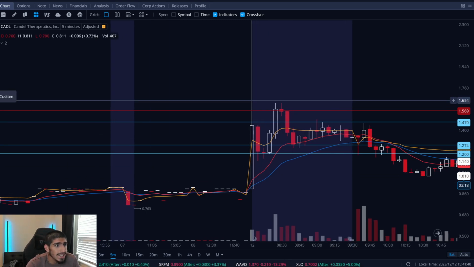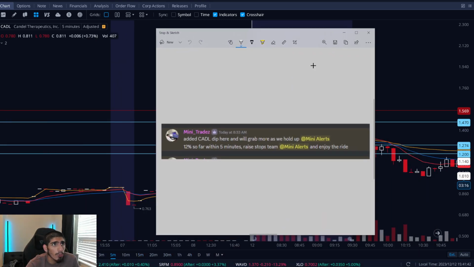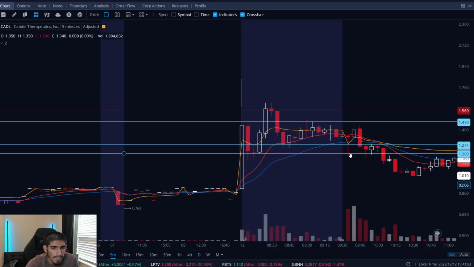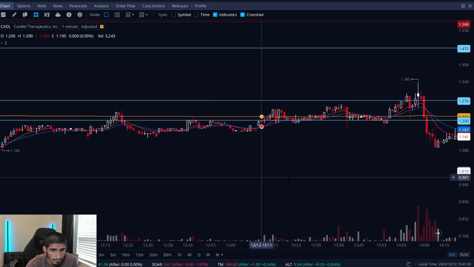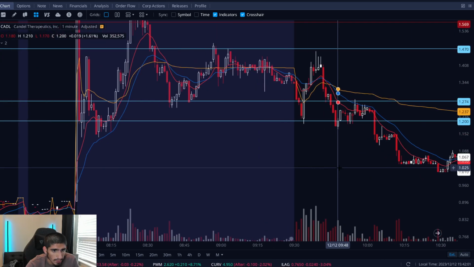I'm looking at CADL. Our first trade was 3 minutes into open. Like you guys can see, I added cattle and then I'll grab more on the dip. So let's X that out. Now, why did I take cattle here at 120? What was the reason for that? So let's go to the 1 minute chart and find out exactly why.